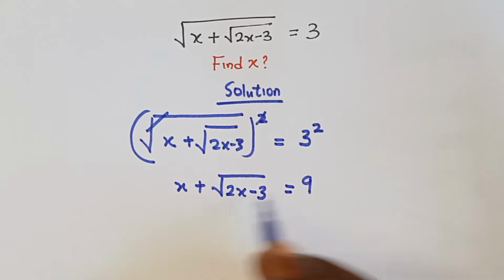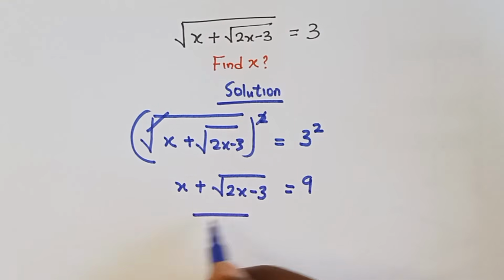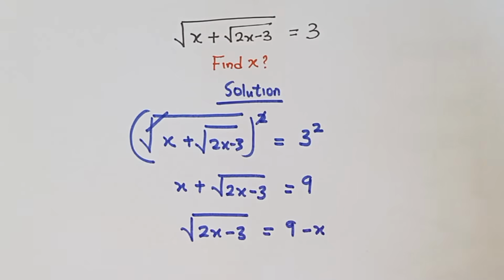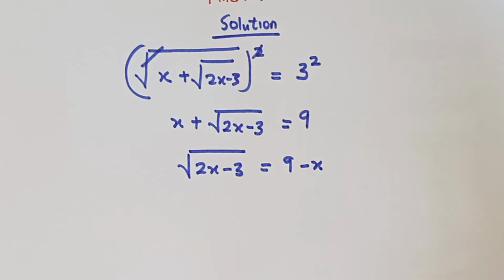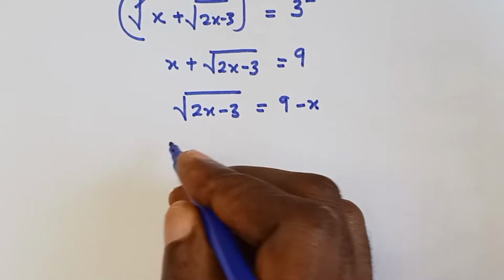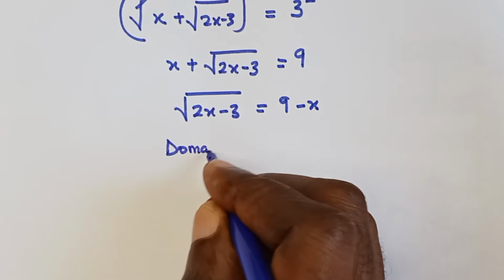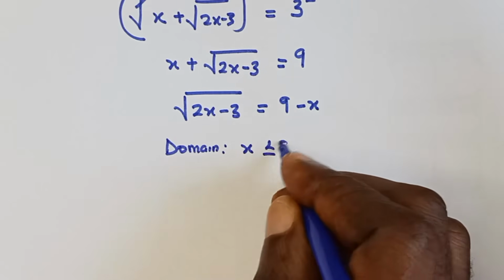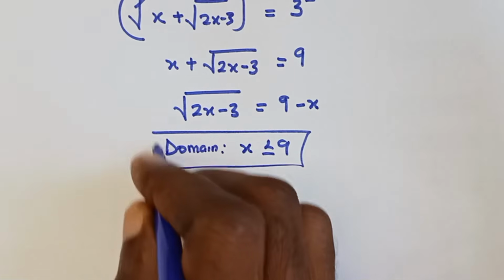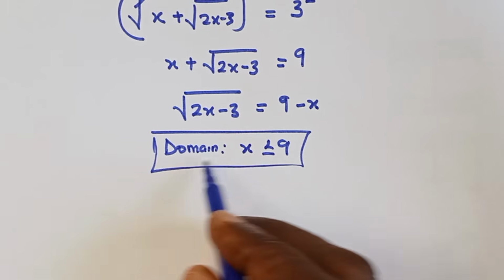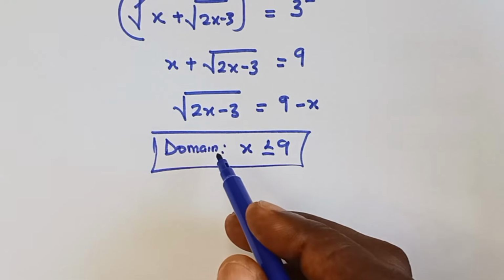We're going to move this x to the other side. Then this becomes square root of 2x minus 3 equals 9 minus x. Now we're going to consider our domain to have valid solutions. Our domain is x must be less than or equal to 9. It means any value of x we get should be less than or equal to 9. Anything above 9 will give an invalid solution.